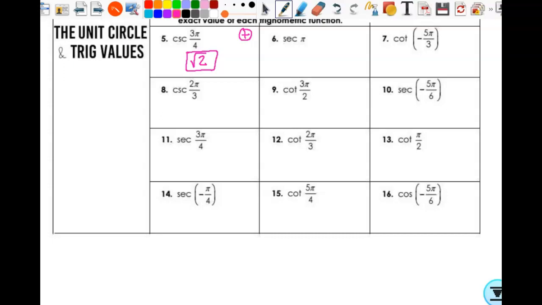Secant is the reciprocal of cosine. What quadrant is pi in? It's a quadrantal, so I don't have to worry about this. The sign just is going to come naturally. So what is the cosine of pi? Negative 1, and the reciprocal of negative 1 is? Negative 1. Okay, good.